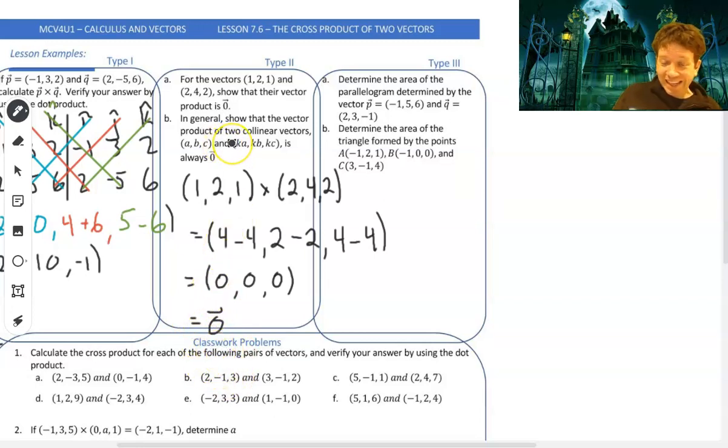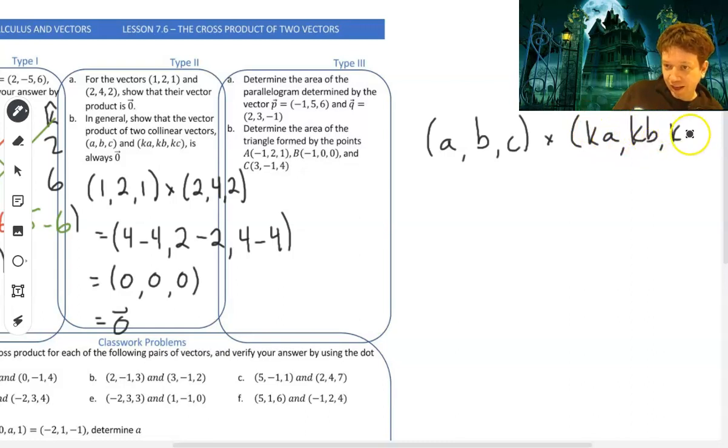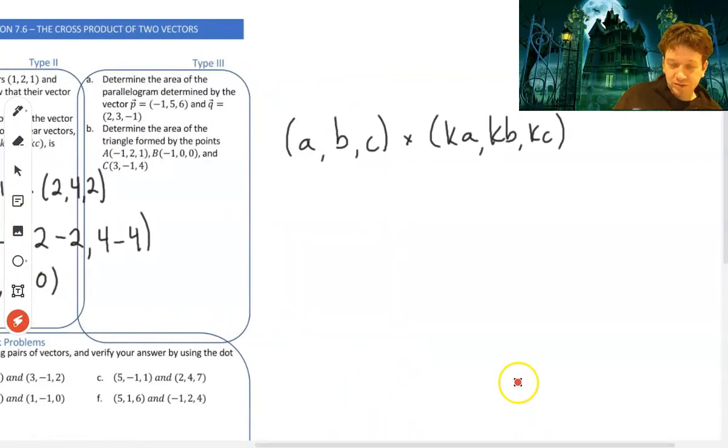Okay, and we can do this for any two collinear vectors. So let me go over to the side here. If we take two vectors, 1, A, B, C, and we find the cross product with KA, KB, and KC, we will end up with, let me just do this for you visually here. So our x coordinate is going to be b times kc, so bkc, and c times kb. So again, bkc. So you're subtracting those, you get 0. So let me put in that 0 there.